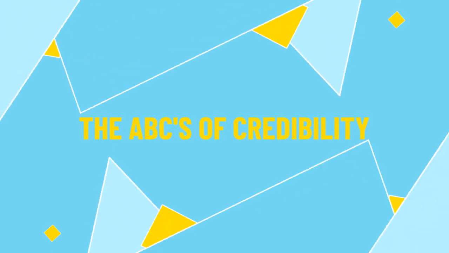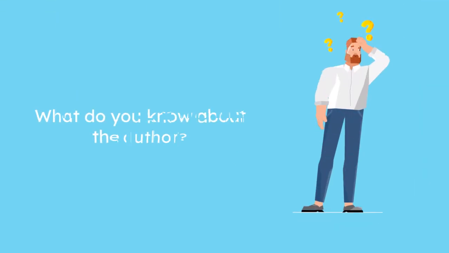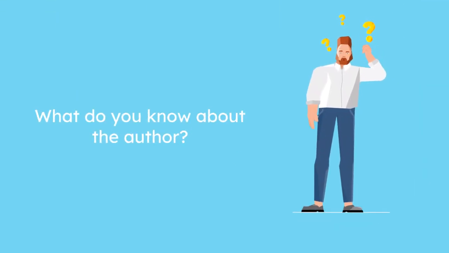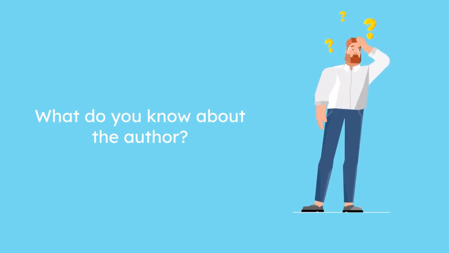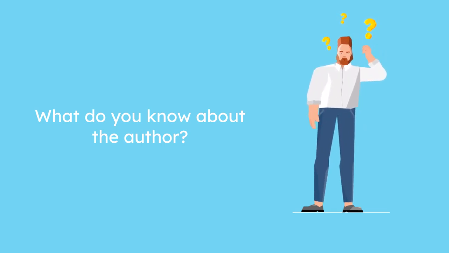Here are some things to think about when you evaluate scholarly sources. We call them the ABCs of credibility. The A stands for authority. Ask yourself, what do you know about the author? Do they have education, training, and experience in this subject? Do they work for a reputable institution or organization?